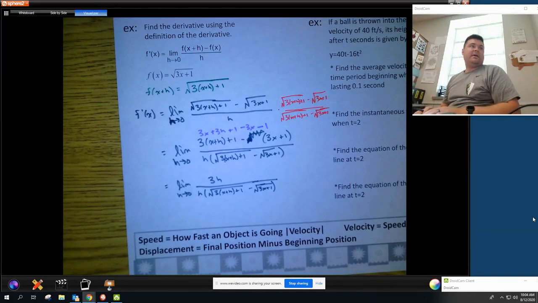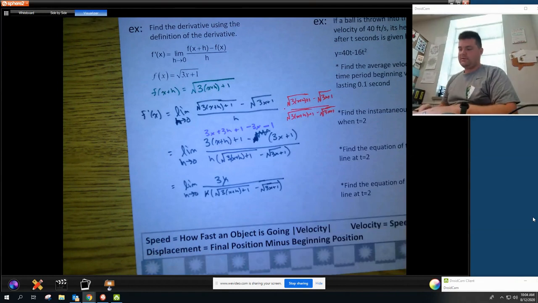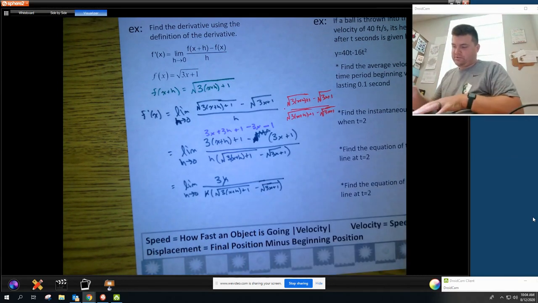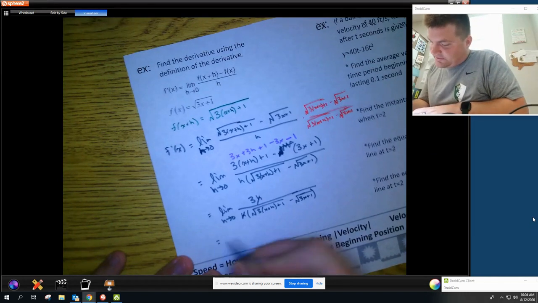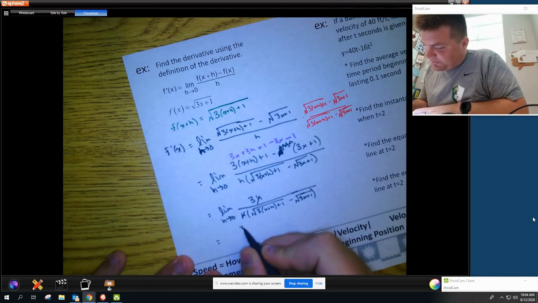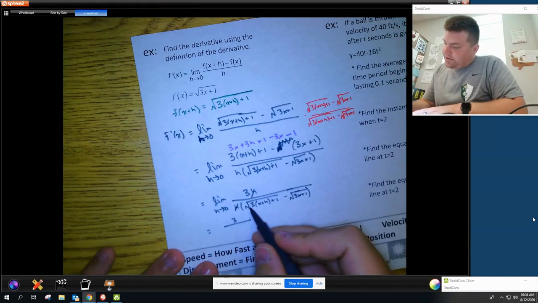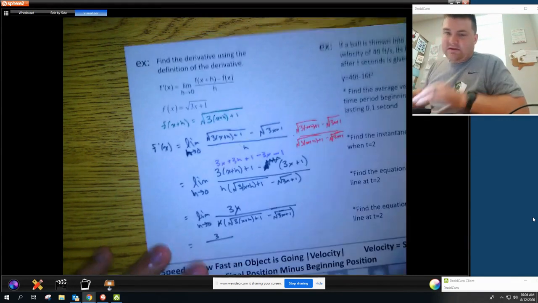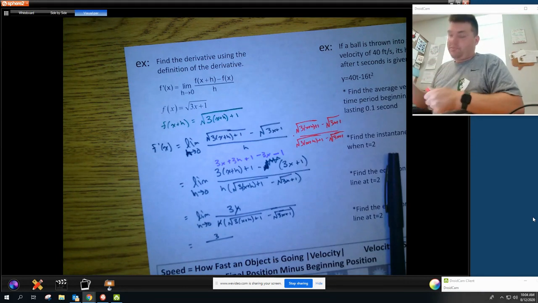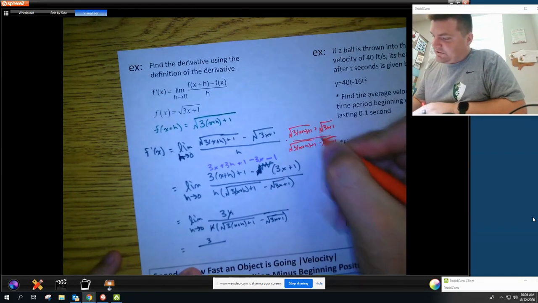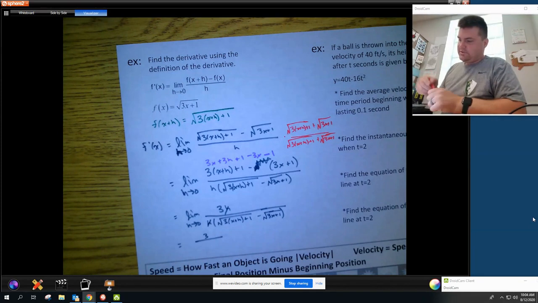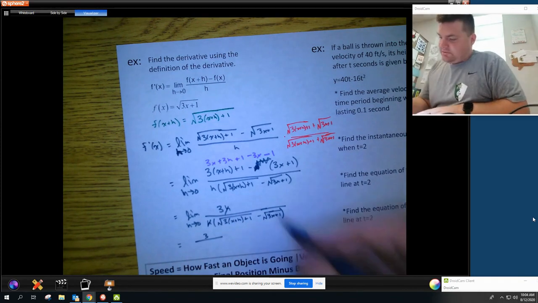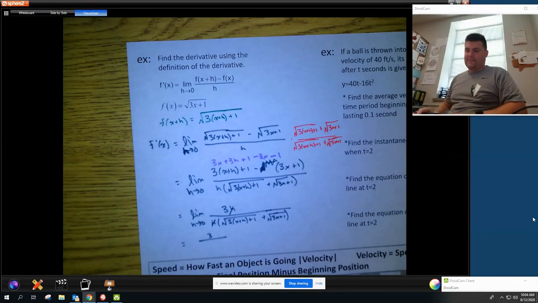And now those h's are going to cancel out, and I can plug in my 0. So I'm going to plug in my 0 right now, just so it's not so awful looking. So h's are gone. I'm left with 3 over, I'm going to get, oh, this should be, I don't know why I did this. Another little boo-boo here. Let's fix it. This is a conjugate. Plus, plus. Okay. Sorry about that.